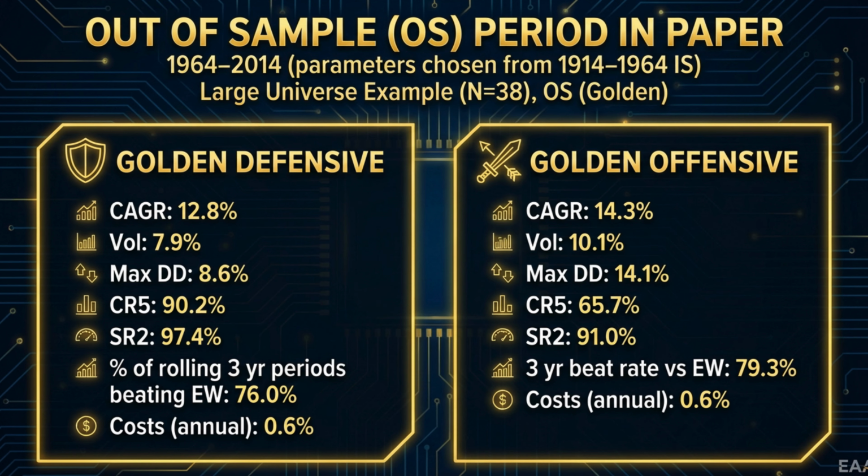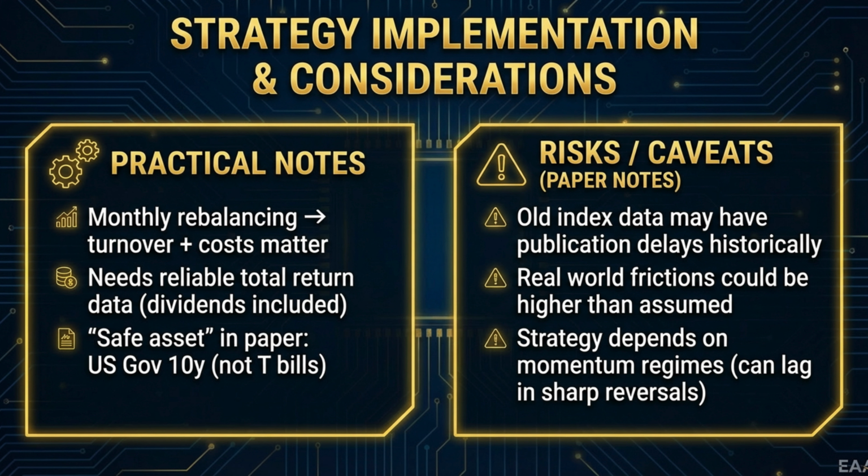The offensive version pushes return higher, about 14.3% CAGR, with higher drawdown, about 14.1%, which is the trade-off you'd expect. The authors also report that in a majority of rolling 3-year windows, both golden versions beat the equal weight universe benchmark.